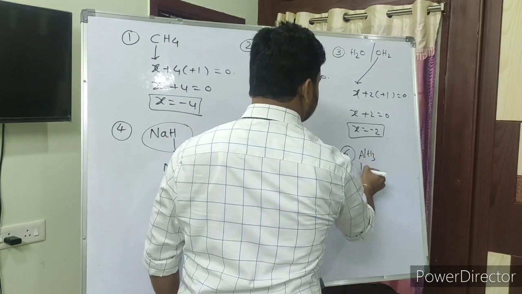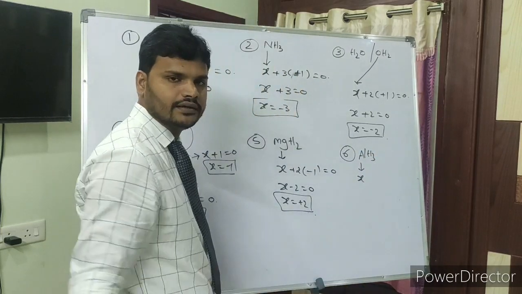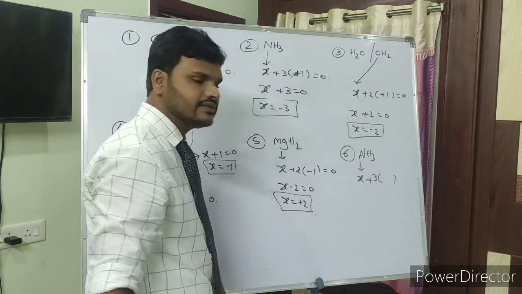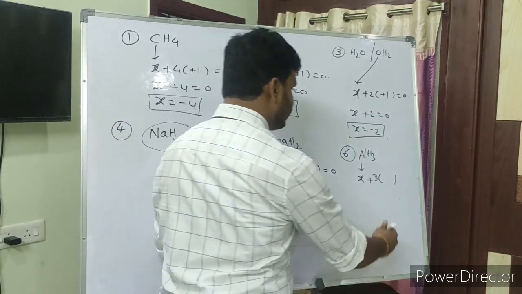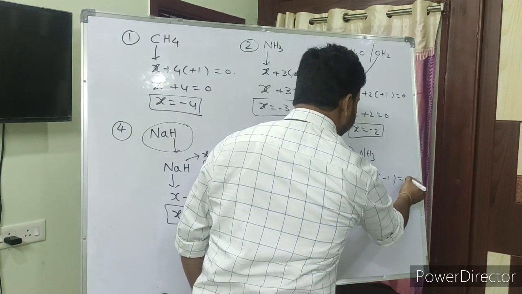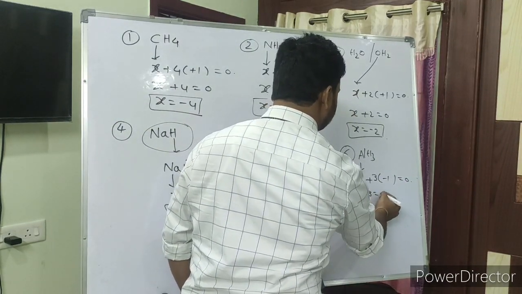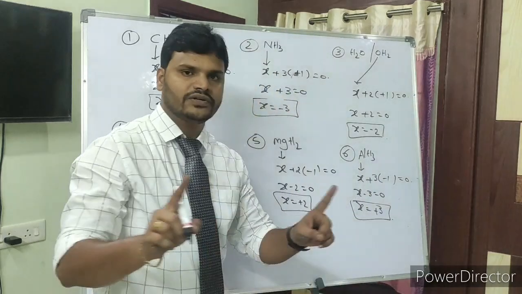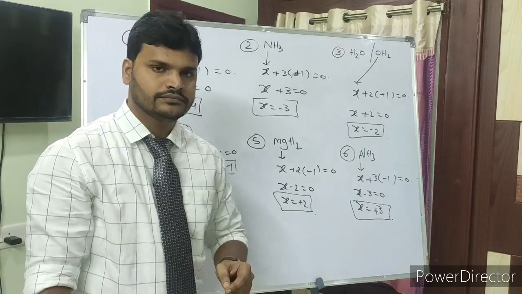Next, one more example, AlH3. Similar process. Aluminum, let us take x. How many hydrogens? 3 hydrogens. Hydrogen gets -1 or +1? Yes, -1. Why? Because aluminum is also a metal. The answer is x minus 3 equal to 0, x equal to +3. Clear students? Just look at the board.